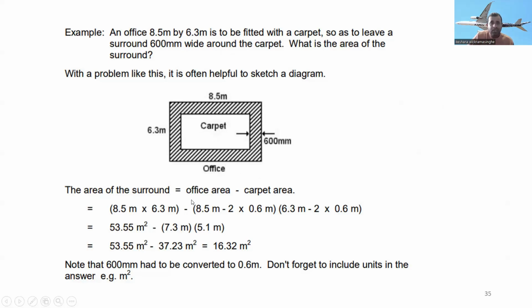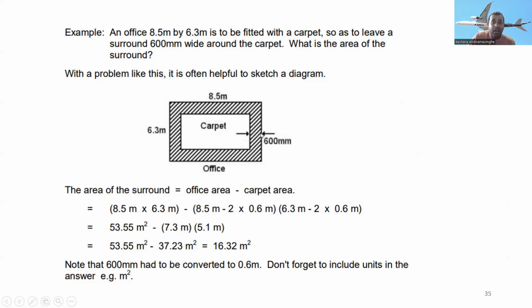So now the area of the surrounding equals the office area minus the carpet area, right? So we have to find the area of the office, then subtract the carpet area. The area of the office, the whole room, is 8.5 meters times 6.3. The carpet is 8.5 minus 2 times 0.6 meters. Why 0.6 meters? Because 600 millimeters is 0.6 meters, right? Here the width is 600 millimeters.